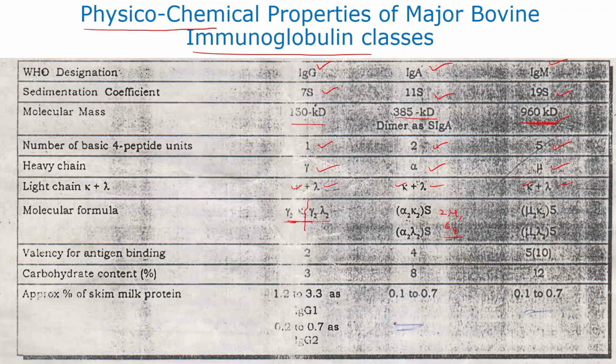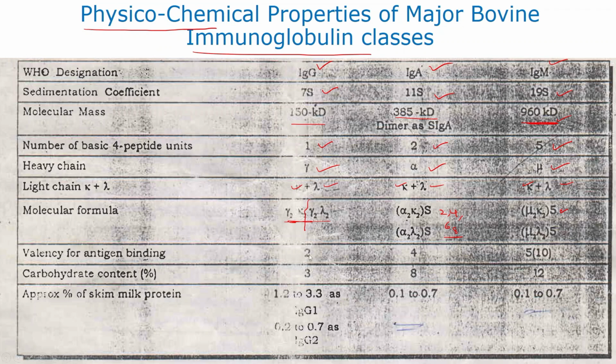Okay, so the formula will be alpha 2, K2. For IgM we have 5 subunits, so the formula will be mu2 K2 or mu2 lambda 2, depending on the type of the light chain.